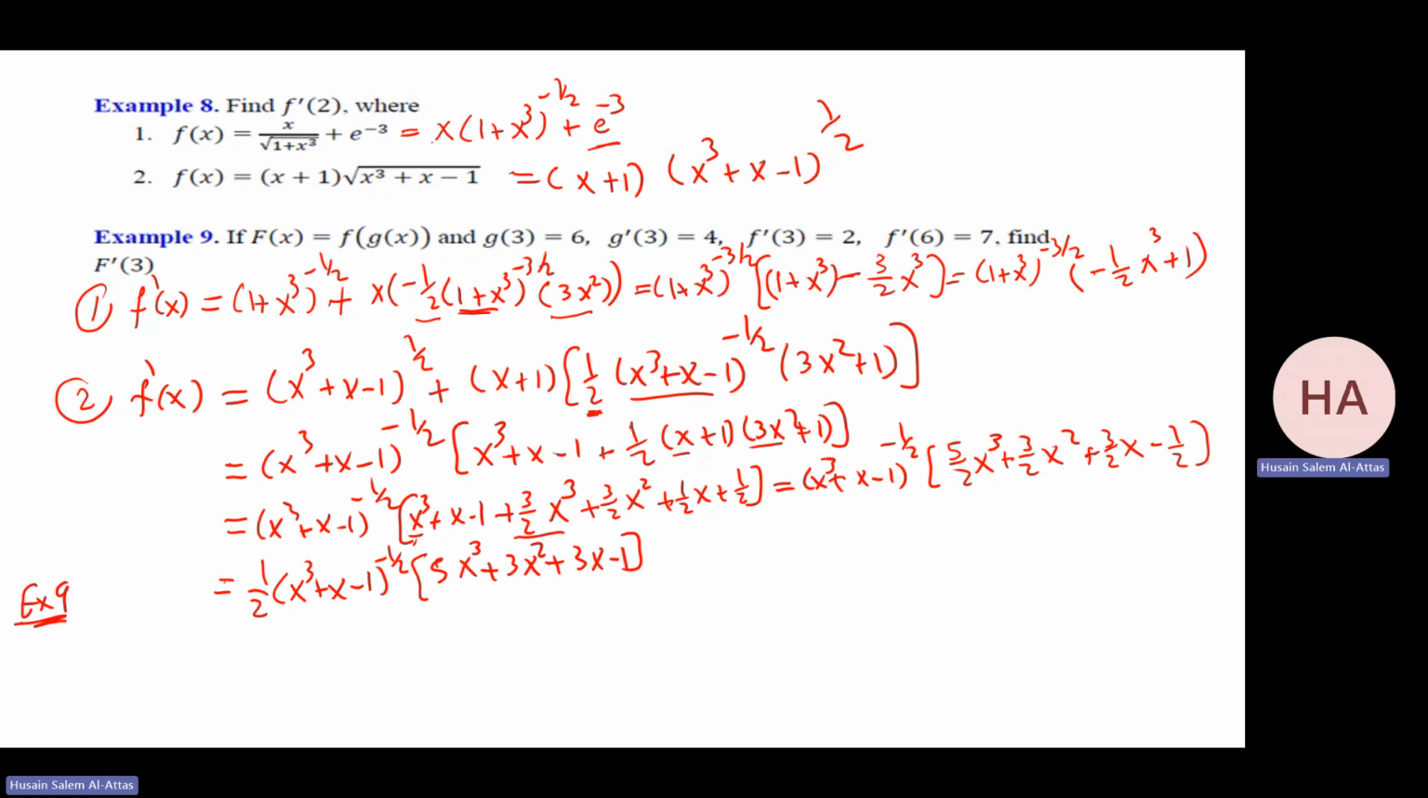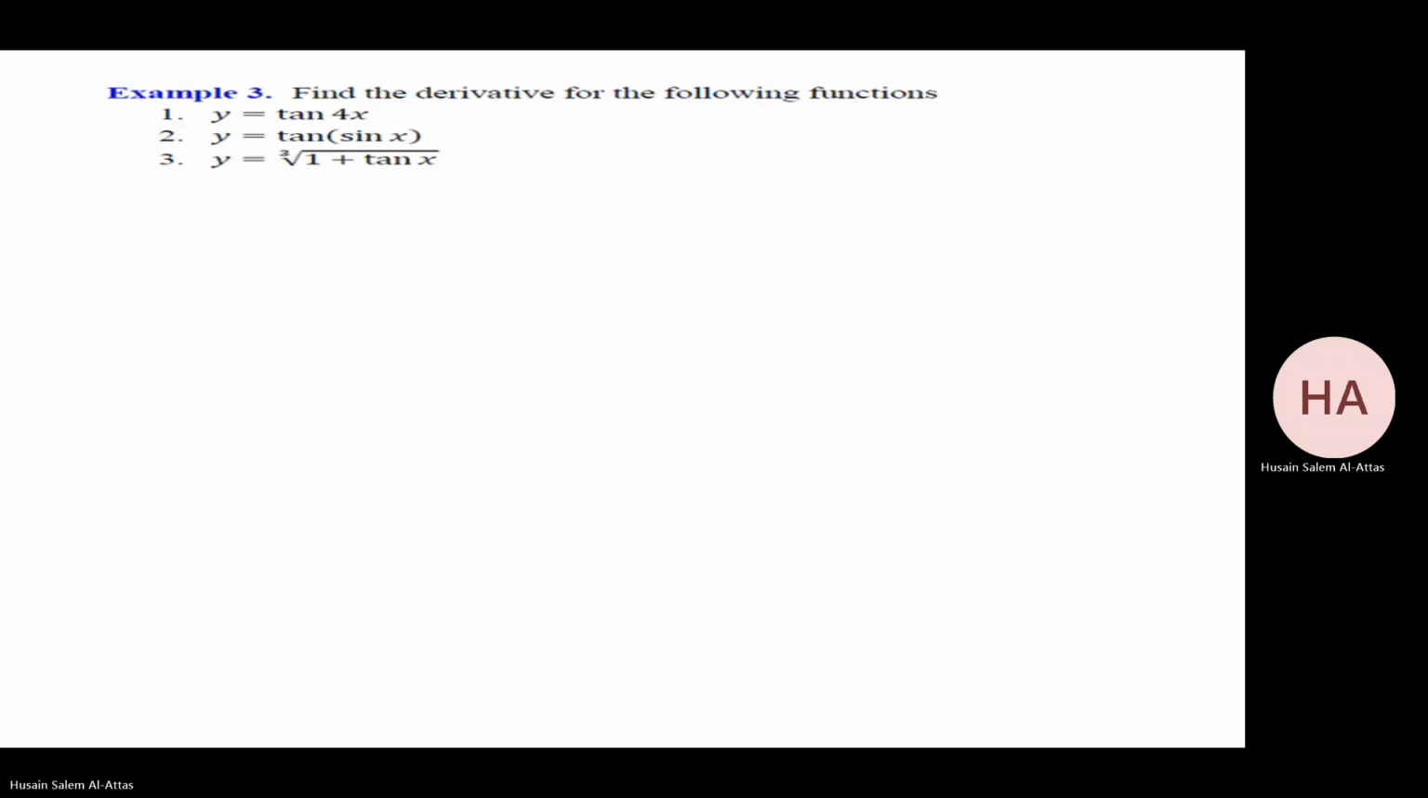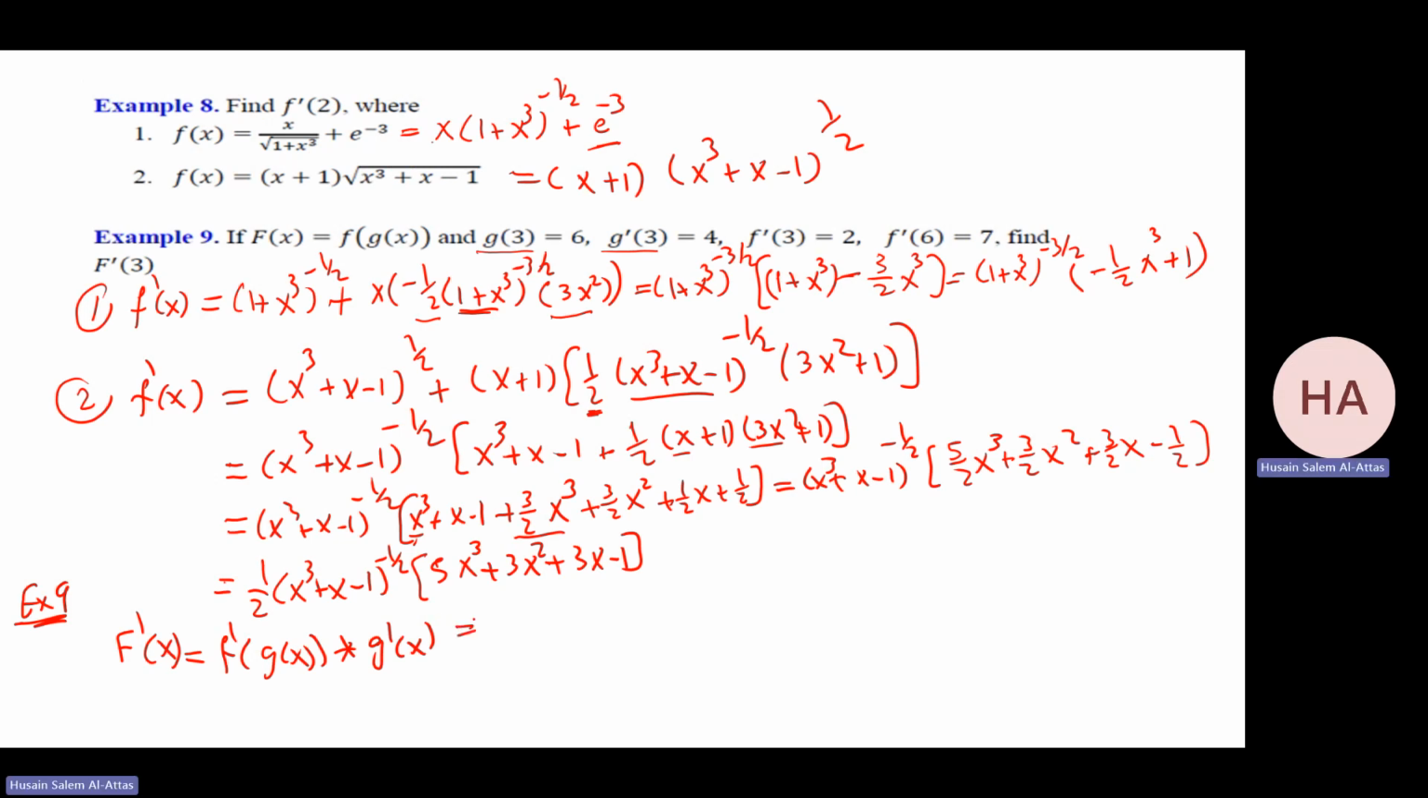Example 9. Now, he did not give me a function, but he gave me some information about these functions. So let me do this. Capital F prime of x is F prime at g of x times g prime at x. So that implies capital F prime at 3 is F prime at g of 3 times g prime at 3.